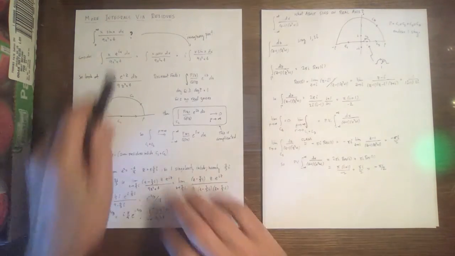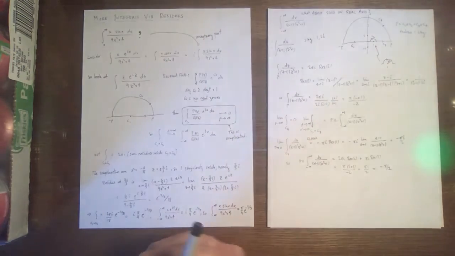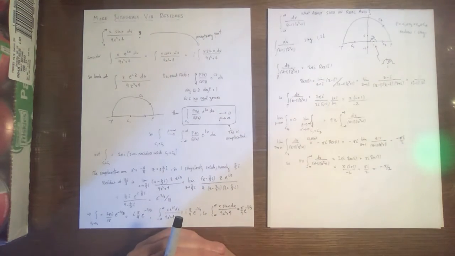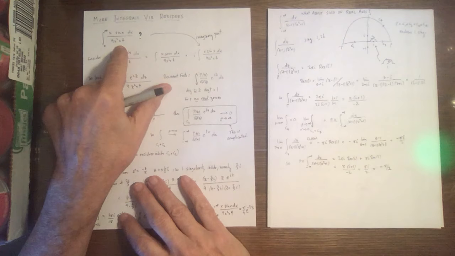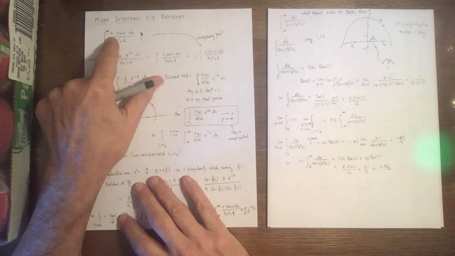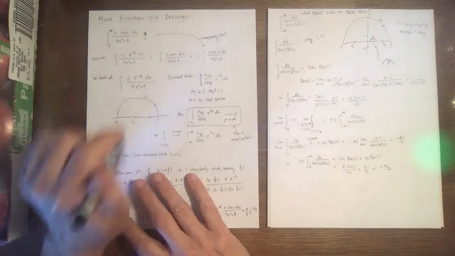Okay, today I want to talk about some more integrals via residues. A couple more types of integrals that you may have been trying to work with in some of the homework. So for instance, what if you had an integral like this? x sine x over 9x squared plus 4, 0 to infinity.